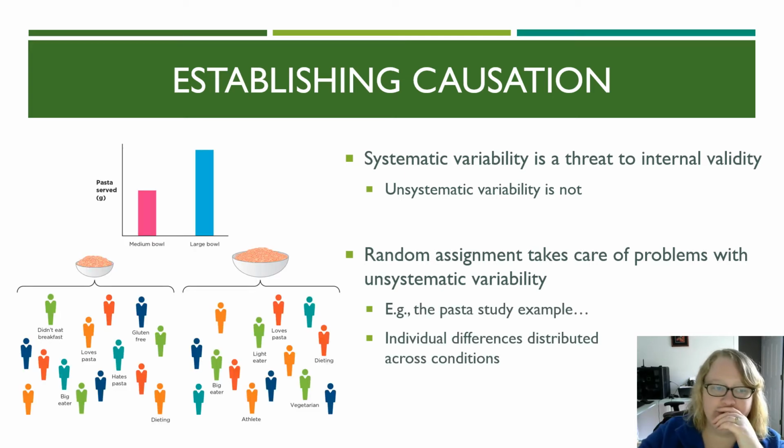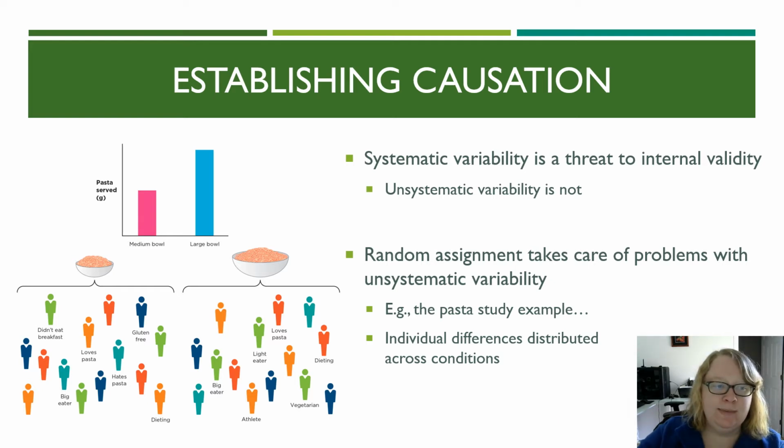The reason that's a really important part of the process is that it gets rid of these problems with unsystematic variability. Now I'm going to talk you through this using the example of the pasta bowl study that you read about in your textbook. So in this study, what the researchers did is they gave people the option to eat pasta from either a medium bowl or a large bowl, and then they measured how much pasta they ate, or how much they served themselves.